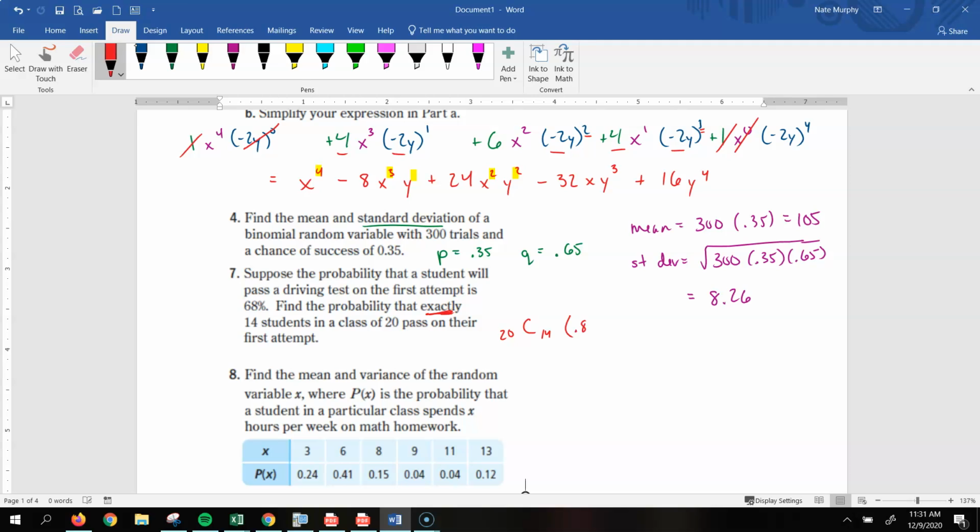Now they have a 68% chance of passing, so 0.68 would be the probability of success, and again, 14 of them are going to pass. Well, that means if you have a 68% chance of passing, you have a 32%, or 0.32, chance of failing. And if there's 14 that are going to pass, that means, I'm sorry, 6 are going to fail, because you want to make sure that these two numbers add up to be 20. All right, so when you go to do this on your calculator, you end up getting 0.188 as your answer. So that would be your answer for number 7.